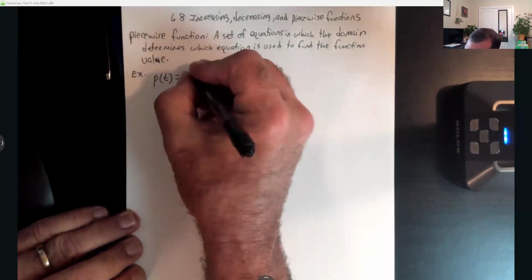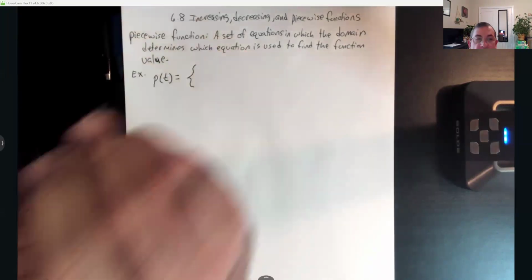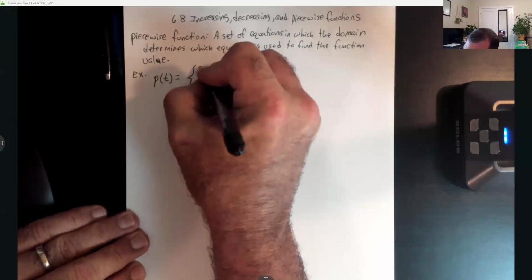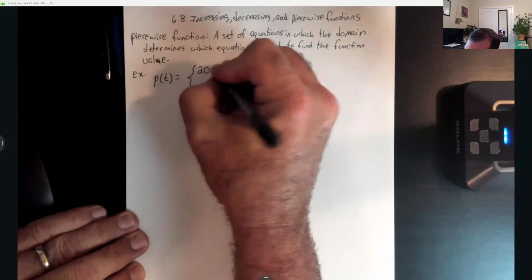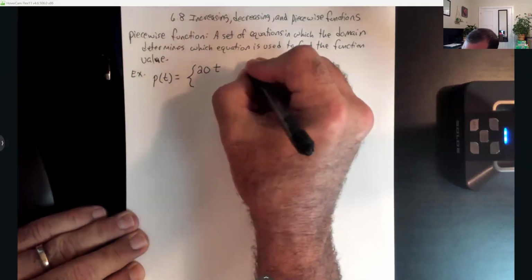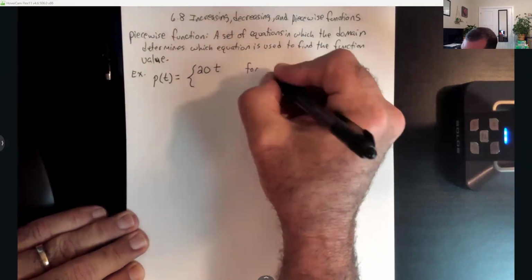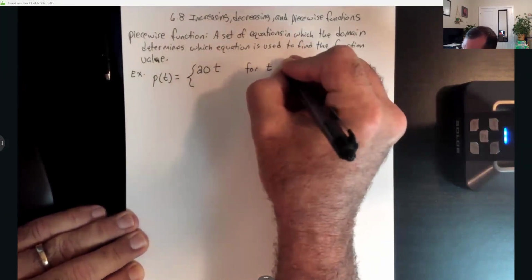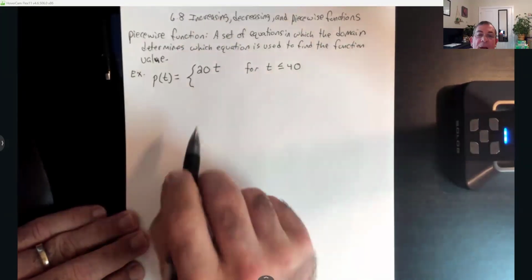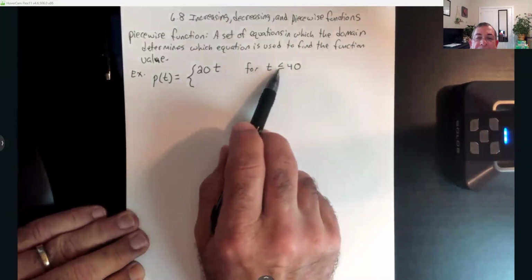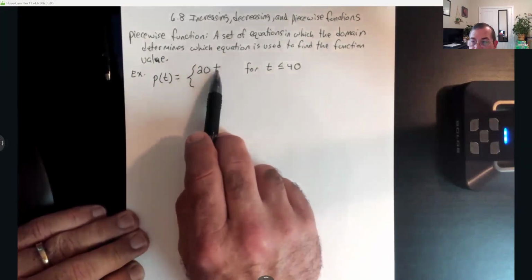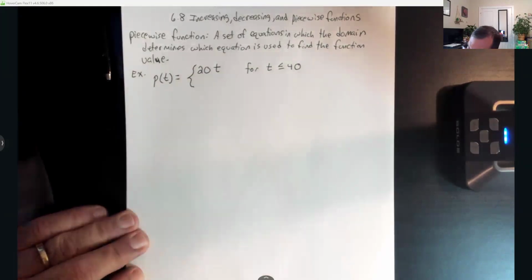Okay. So I said we made $20 an hour. So to figure our payout, we would take 20 multiplied by how many hours we worked, and we would do that for any T that was less than or equal to 40 hours. So if I work less than or equal to 40 hours, I'm going to use this equation, plug in for T to figure out my pay.